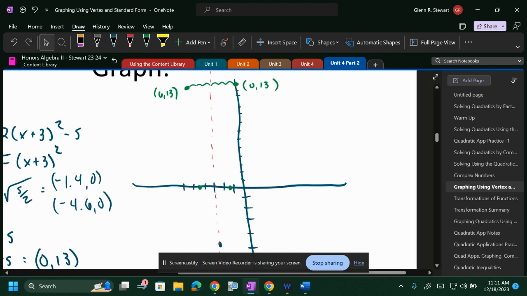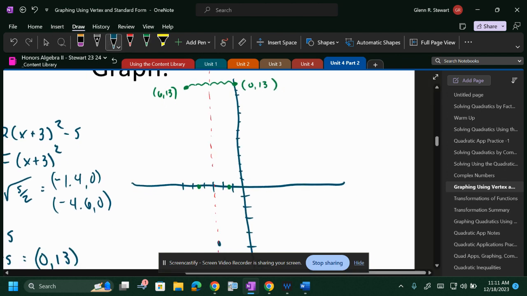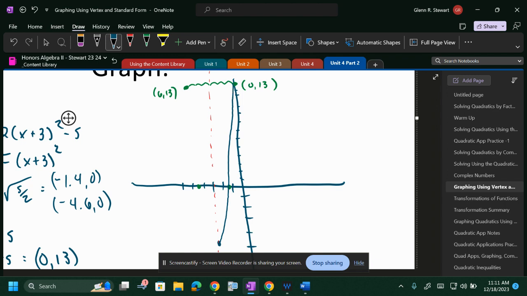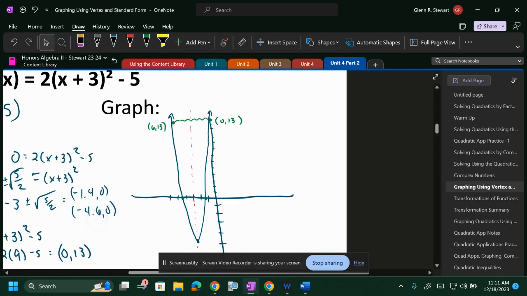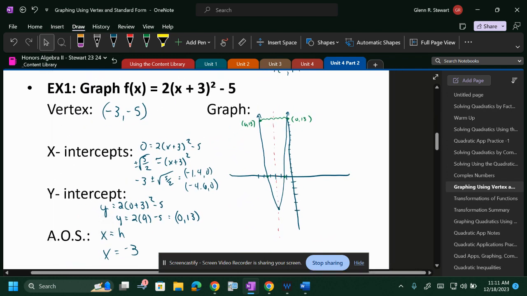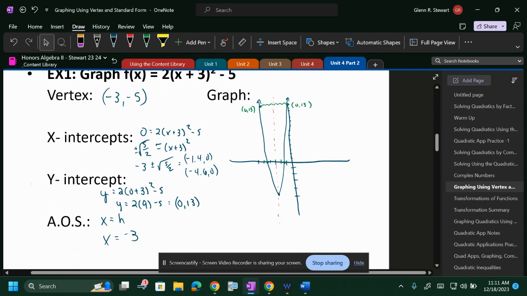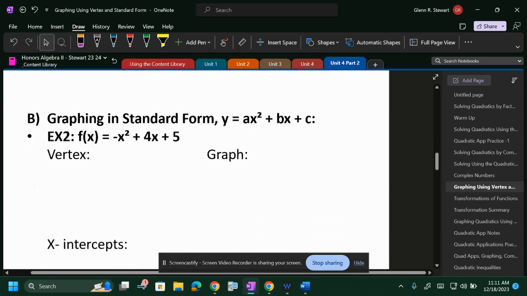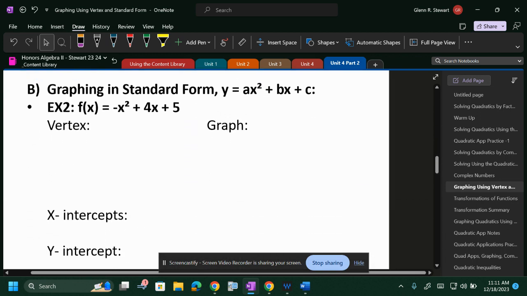So now I have my 5 points, and I'm just going to connect my dots to make my parabola, my U shape. My hand's a little bit shaky here, so it's not going to be completely perfect, but it won't be too bad. Right, and then, so that is graphing using vertex form. Next up is graphing using standard form, and we'll do that in a different video.